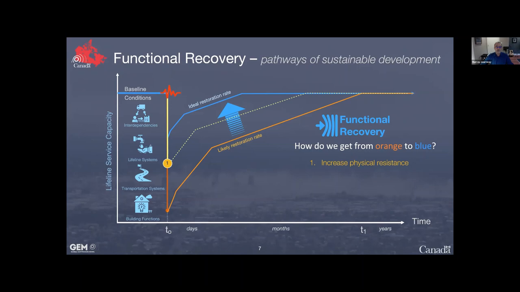So the question of how do we get from the current outcome to a better outcome involves looking at a range of strategies, including how to increase the physical resistance of the built environment through investments in seismic retrofit, how to accelerate response and recovery functions to result in a quicker recovery, and how to minimize the burden of risk on vulnerable populations.